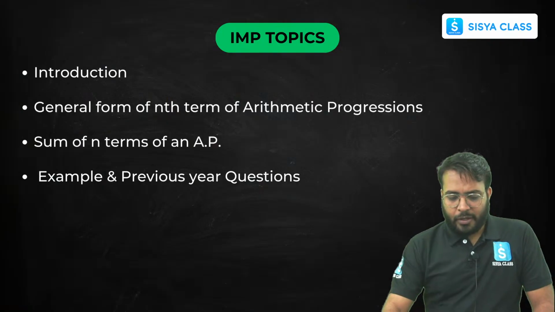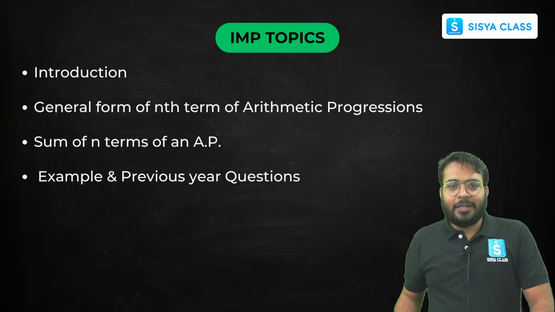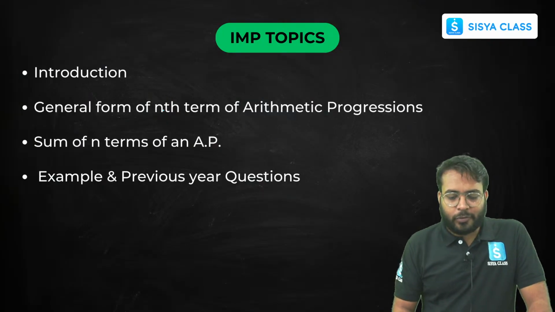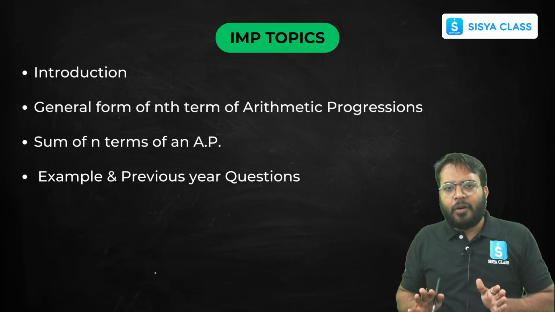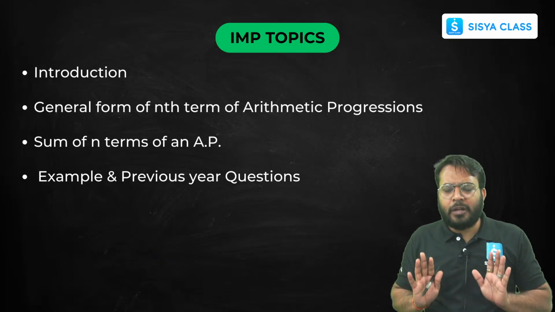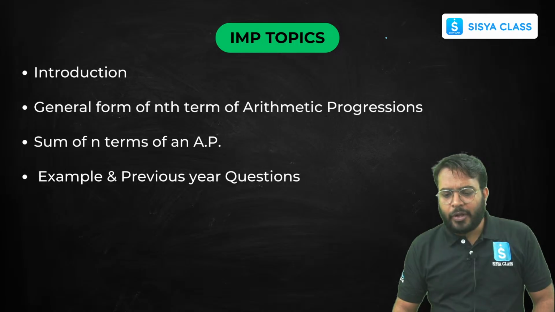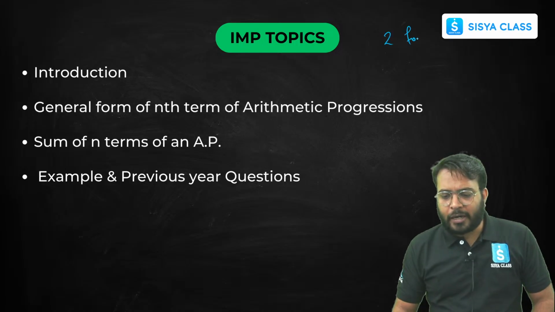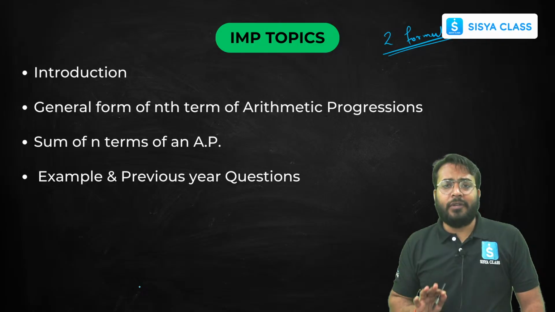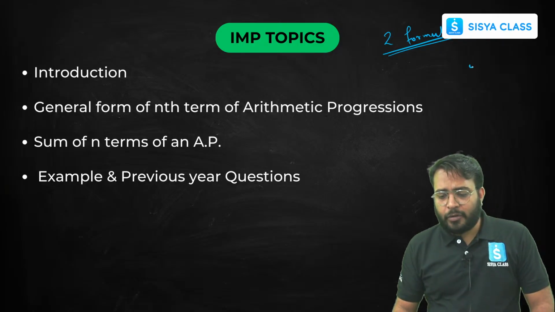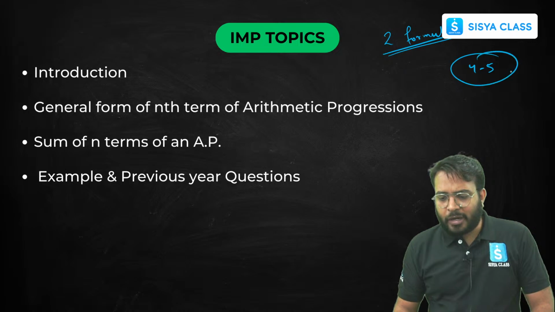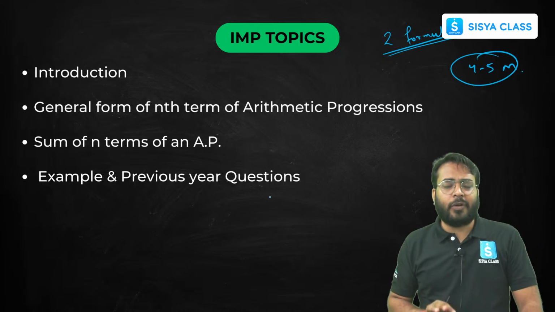So let us start without wasting any time. These are the topics that we are going to discuss here. This is a very small chapter, and very easy as well. Only two formulas in this whole chapter. Based on the two formulas, you can solve each and every question. Understood? And definitely there are going to be around 4 to 5 marks from this chapter.